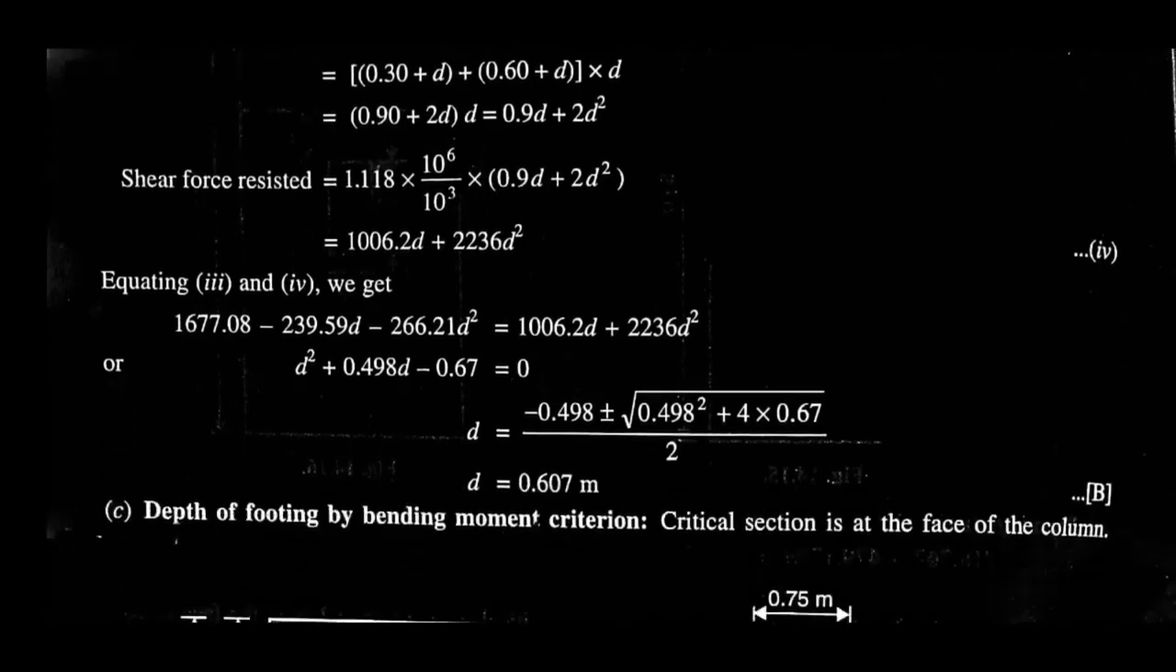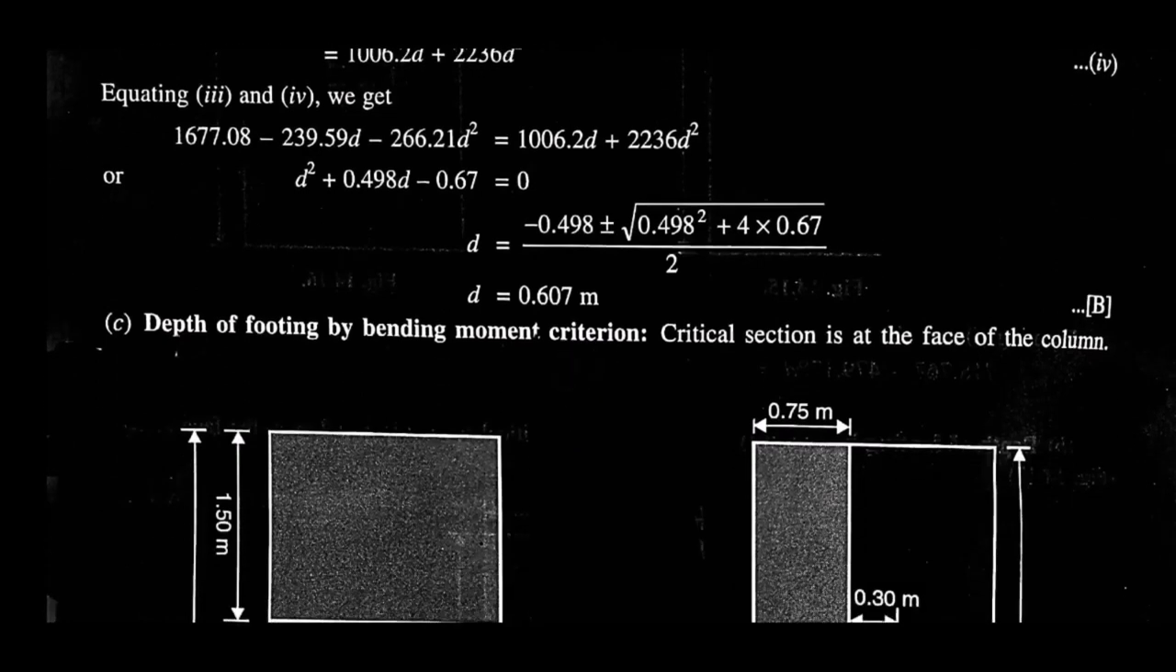So from this equation we have to apply Sridhar's formula and we can find out small d, that is equals to minus 0.498 plus minus root over 0.498 plus 4 into 0.67 by 2. So d is 0.607 meter. Depth of footing by bending moment criterion. This is the next step. So as by two-way shear, we check that the value of d is 0.607 meter, that means 607 mm. Okay, so the next step is depth of footing by bending moments criterion.